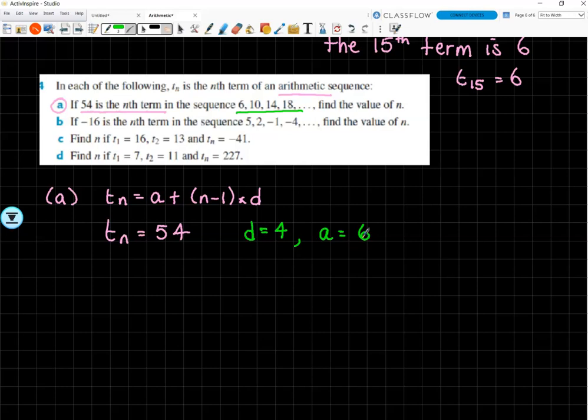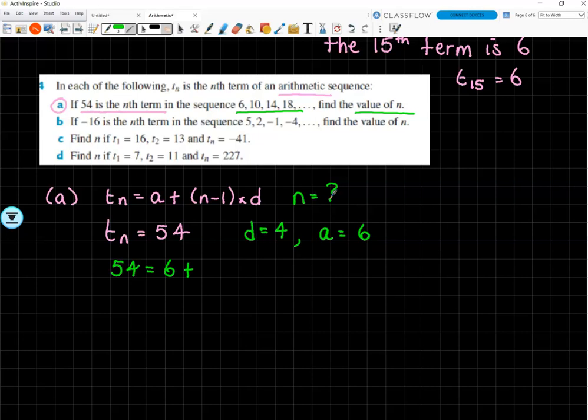Sub it in. Do I know what Tn is? Yep, it's 54. It says equals, I put equals. A is 6 plus, do I know what n is? No, that's what I'm trying to find. Now that could be another thing, right? If find the value of n. Sometimes we lose track of what it is that we're actually trying to solve. So maybe put that up there, and it makes your aim clear.